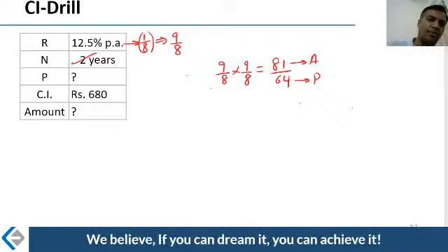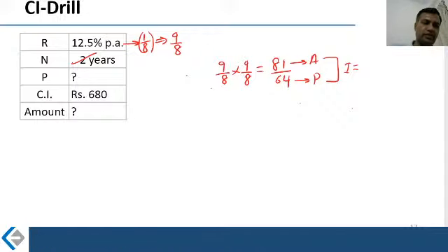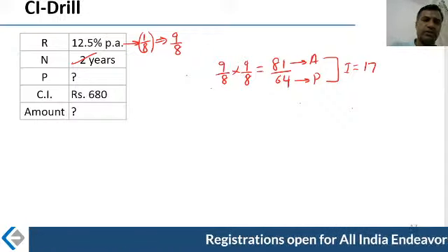In the sense that the amount it transfers to is 81. Okay. Therefore, what is the interest? Which interest? Compound interest at the end of 2 years. The difference between 81 and 64, which is 17 rupees. That was going to be the interest.